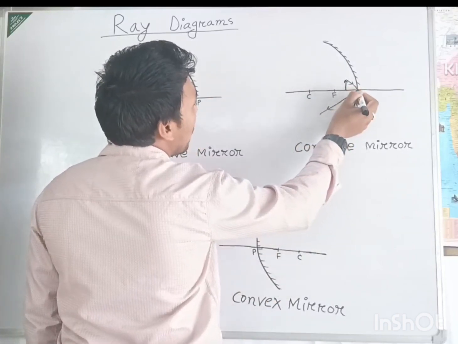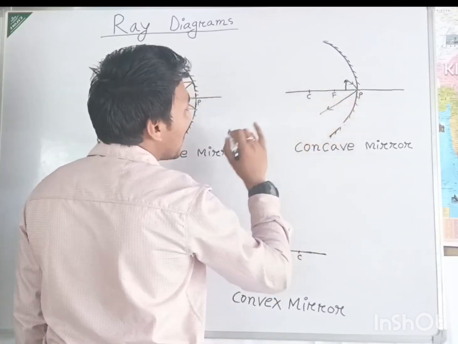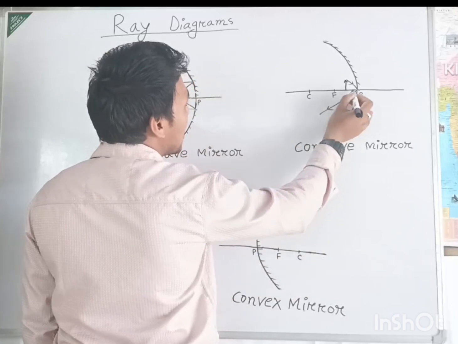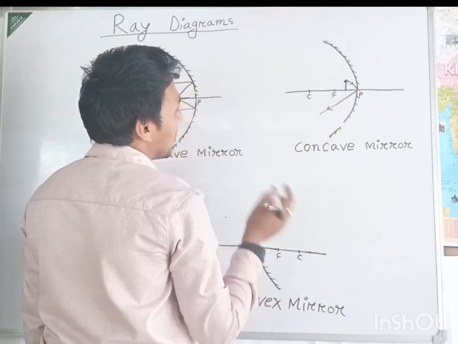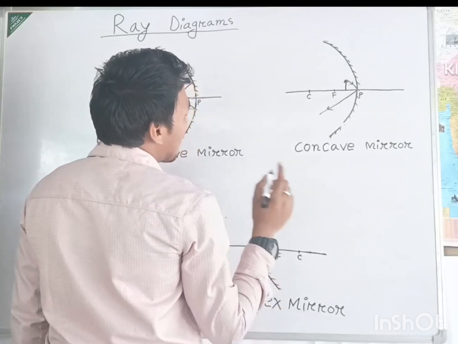Now this ray will reflect back, but how will it reflect back? Making an equal angle with the principal axis, and this is called the angle of incidence, and this is called the angle of reflection.